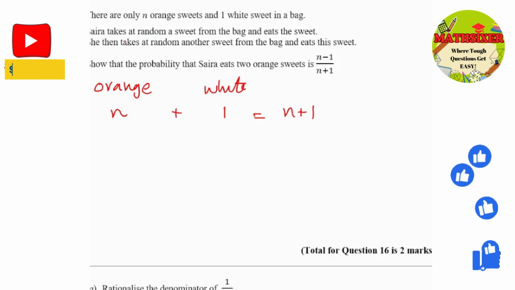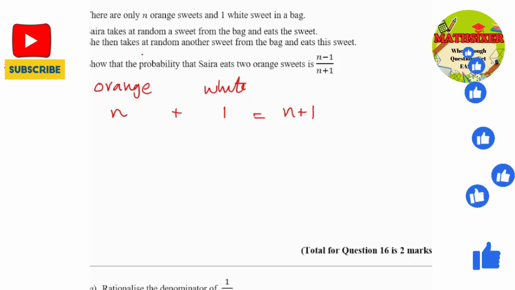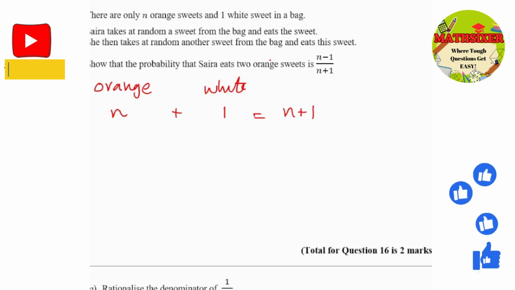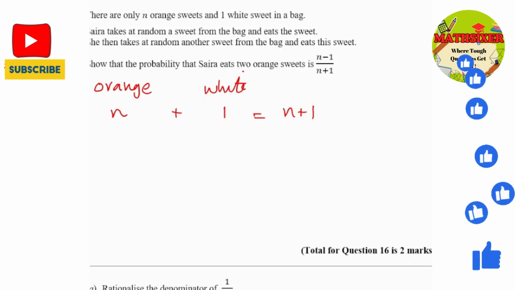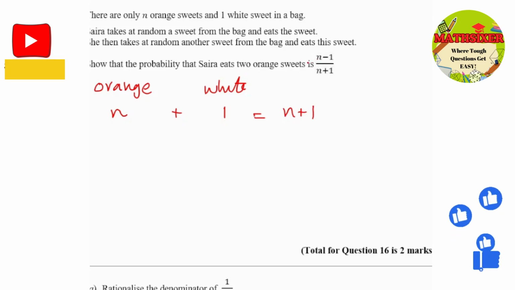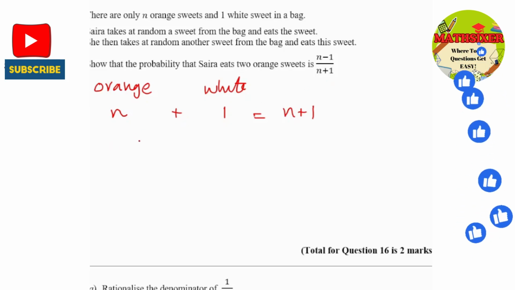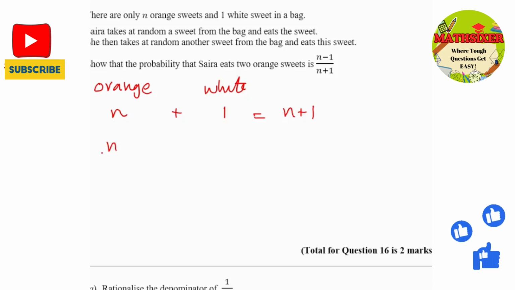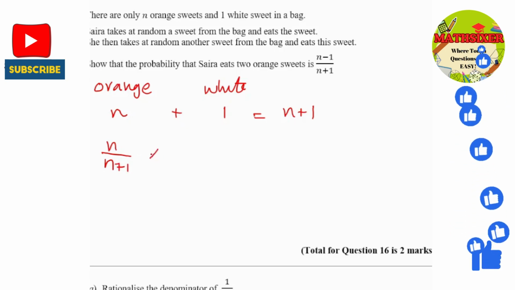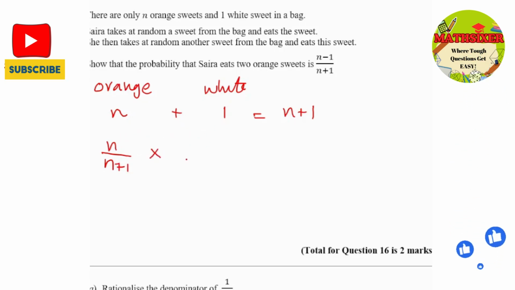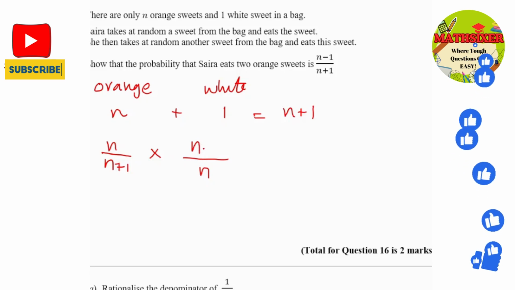Saira takes at random a sweet from the bag and eats the sweet. She then takes at random another sweet from the bag and eats this sweet as well. Show that the probability that Saira eats 2 orange sweets is n minus 1 over n plus 1. When Saira eats the first orange sweet, what's the probability of an orange sweet? It is n. So how many total? n plus 1. If she has taken one sweet already, how many are left now? We are left with just n. So how many orange sweets are left? n minus 1.